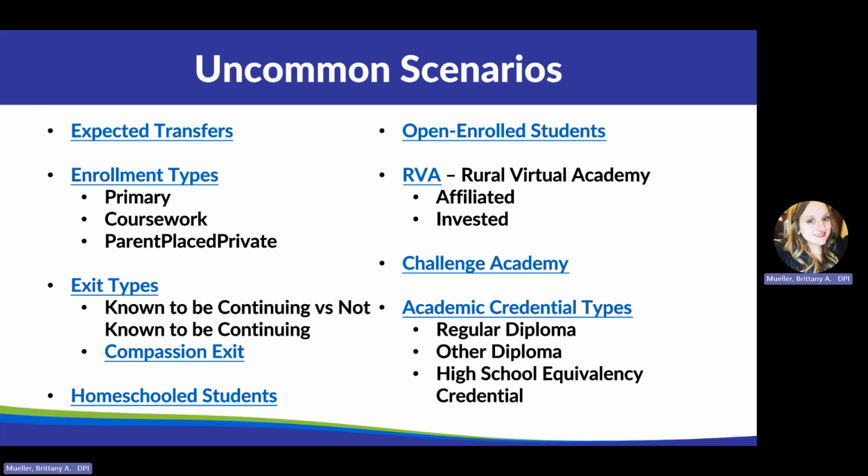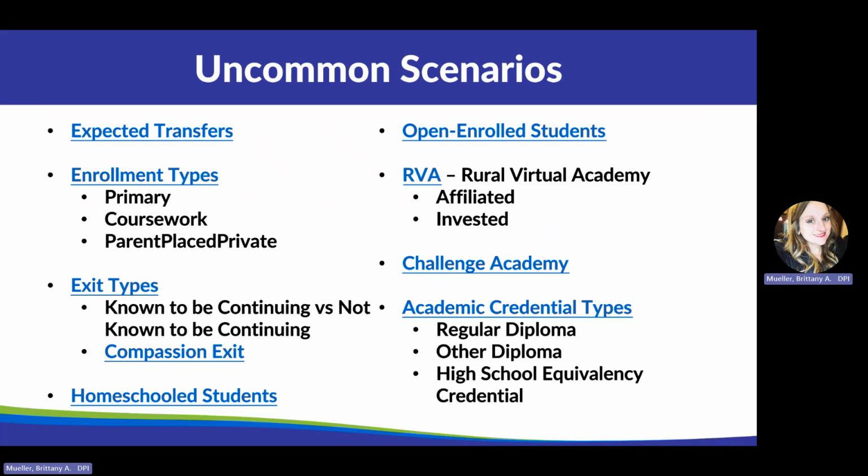PPP, parentally placed private students, those are those special education students that you are servicing at the district, but they are receiving their primary service from a private school. So there's 3 different types. Sometimes not having the correct enrollment type will cause an overlapping enrollment. So if you are a public school and you have another public school and one of you should have a coursework enrollment, but you're both reporting as primary, you're going to get an overlapping enrollment. So something to pay attention to is that enrollment type value.